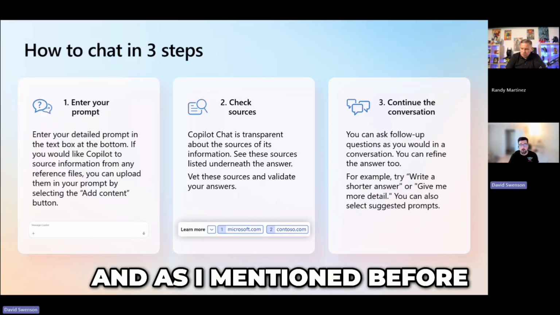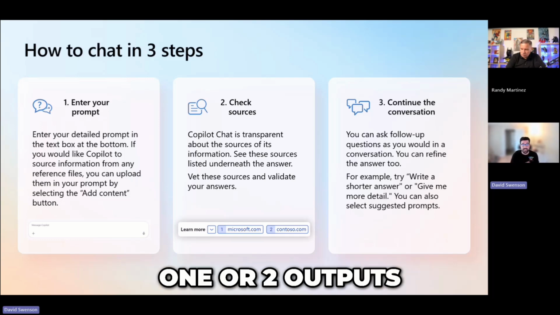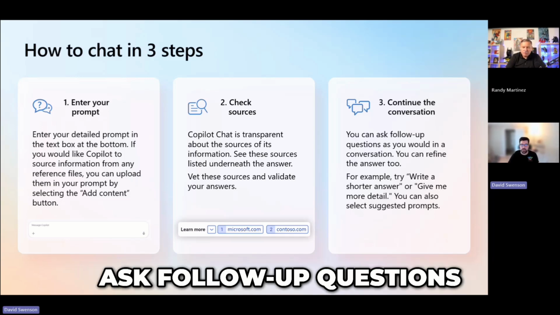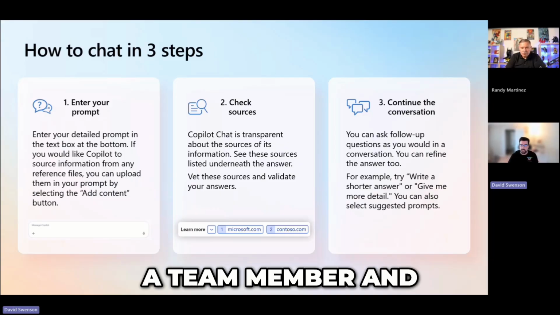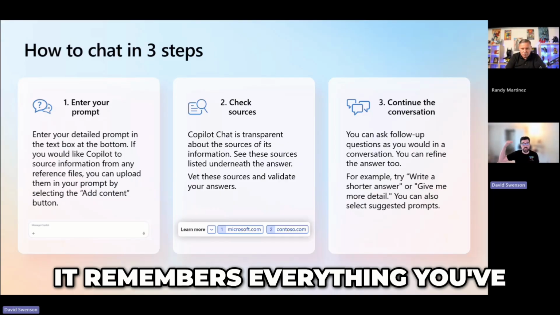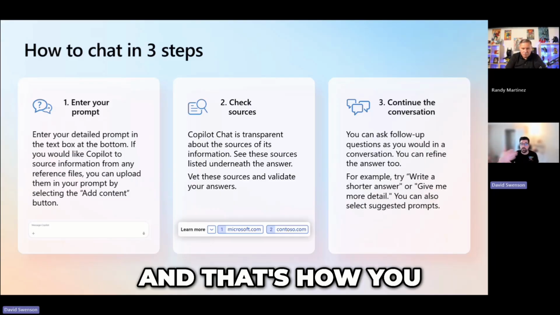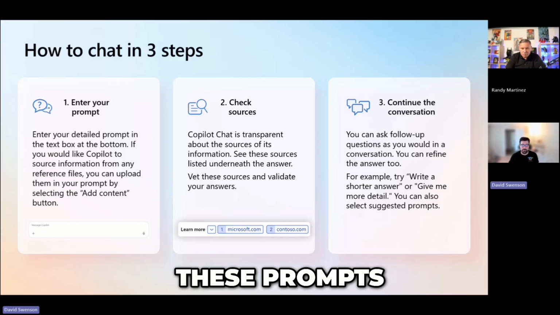And as I mentioned before, continue the conversation. Don't just stop after one or two outputs. Keep asking questions, ask follow-up questions. Treat it like you're in a meeting with a team member and you want to know more about the topic. It remembers everything you've discussed just as if a human would remember those things. And that's how you should really be using these prompts.